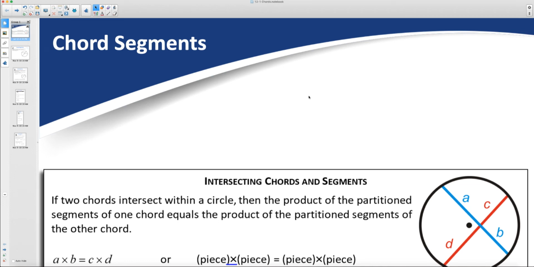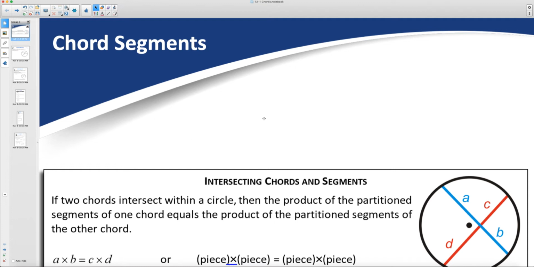Okay, so this is the start to Unit 12, which is the second to last unit of this very weird school year. This unit is all about the distance, the length of chords, secants, tangents, and arcs. Last unit we looked at angles and circles. We dealt with the measure in degrees. This is going to deal with distance, so the length.